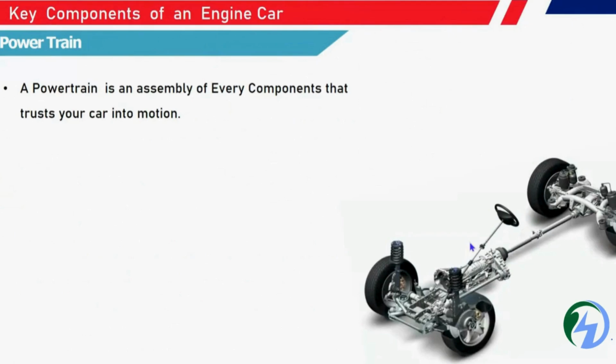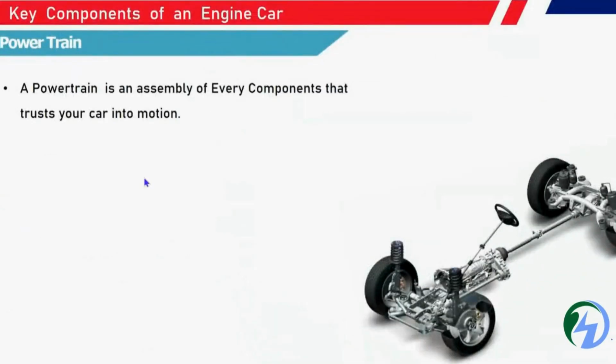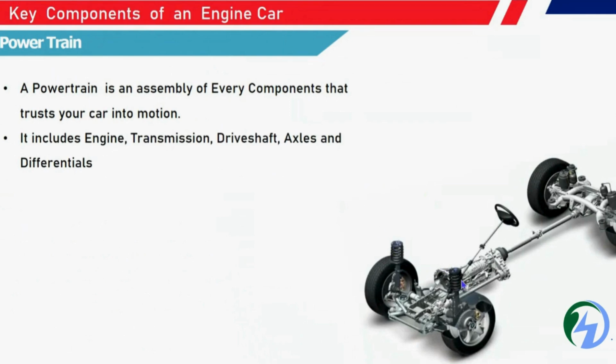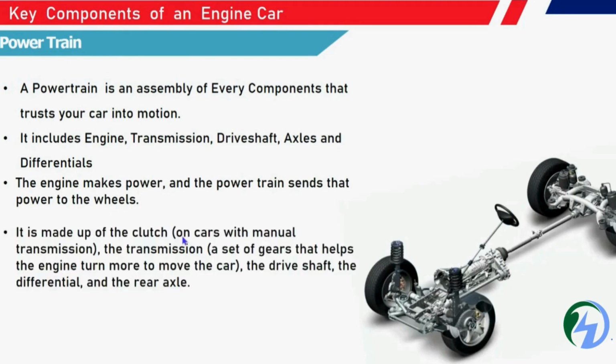What is the powertrain? We need to understand that once the engine is started, the powertrain plays a major role. The powertrain is the one which makes your car drive and move. So what does the powertrain combine? It combines the engine, transmission, drive shaft, axle and differential. The engine makes the power, and the powertrain sends the power to the wheels.